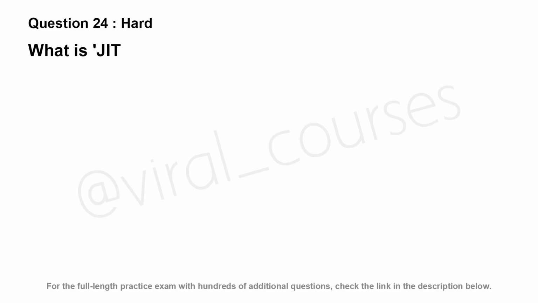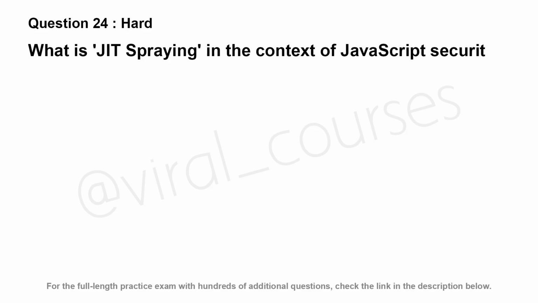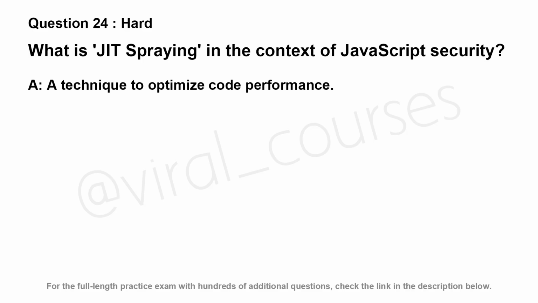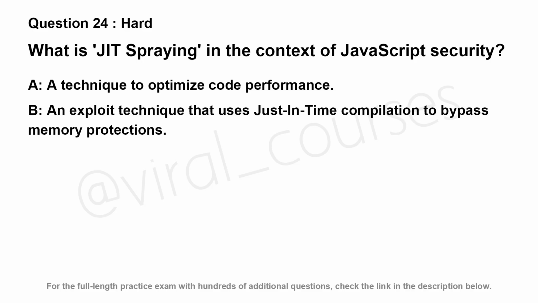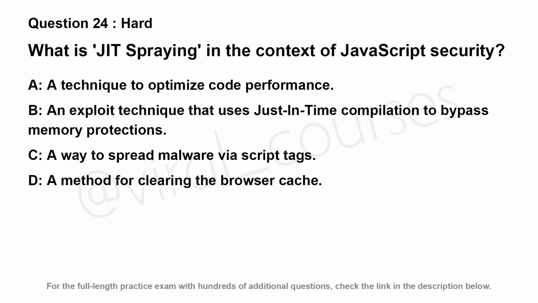What is JIT spraying in the context of JavaScript security? Option A. A technique to optimize code performance. Option B. An exploit technique that uses just-in-time compilation to bypass memory protections. Option C. A way to spread malware via script tags. Option D. A method for clearing the browser cache.